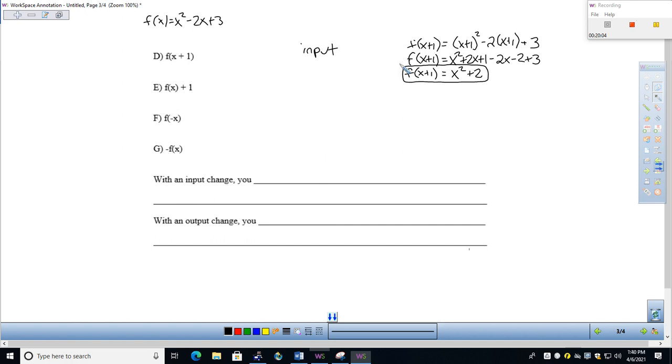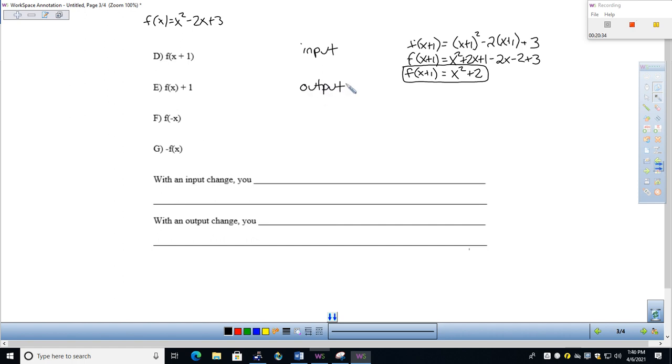Let's go into letter E. So f of x and then plus 1. Have I changed the input at all? No, it's still x there. So now I'm getting f of x, and then I'm changing that by adding 1. So notice the difference here, the plus 1 inside the parentheses versus outside. So of course this is an output change.